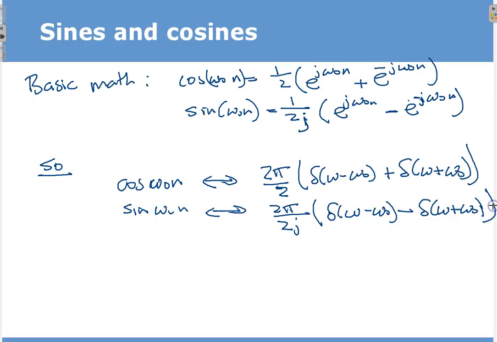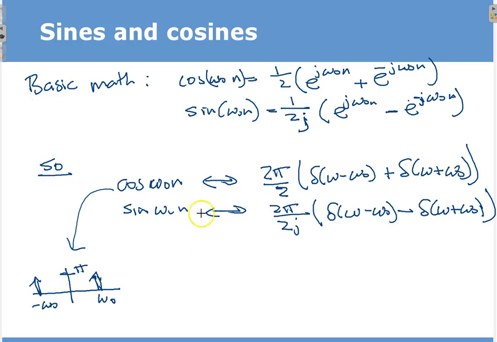Okay. So if you look at those, the cosine basically is going to look something like this. In the frequency domain, it's going to be an even function. So we'll get 2 spikes at omega naught and minus omega naught, and they will have amplitude pi.